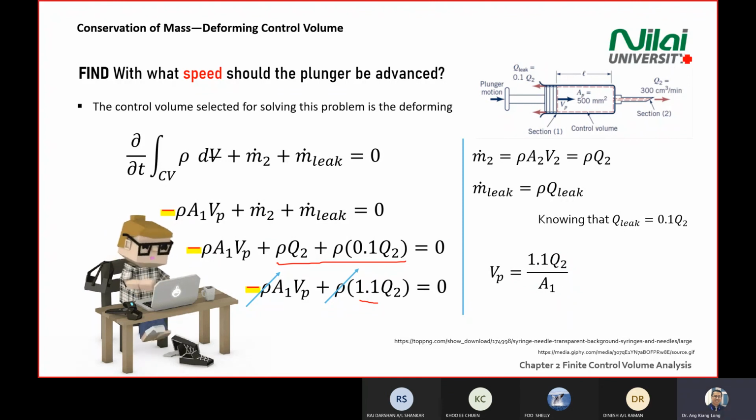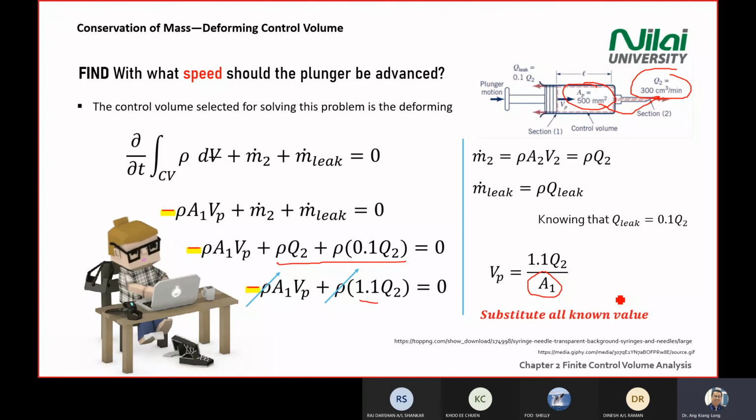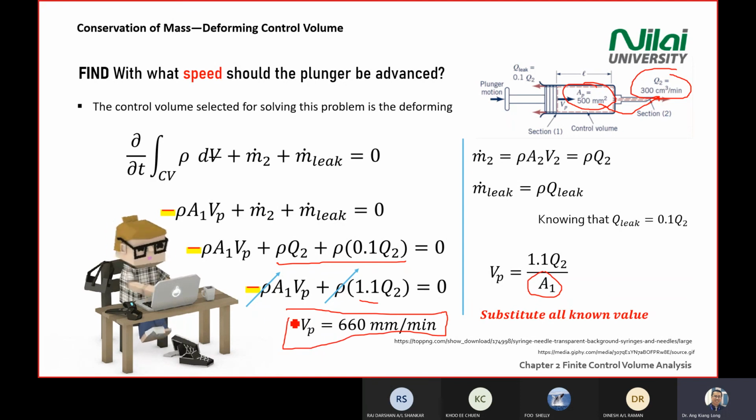Q2 is given, which is 300 cm cubed per minute. A1 is given, however, be careful with the unit. A is in mm squared, Q is in cm cubed. You need to change mm to cm so that you can cancel. Of course, in the test or exam, you will be given clearer instructions on what unit to put your answer in. This is a tutorial question, so it is more open-ended. You substitute all the values, and for your revision, the answer for your check will be 660 mm per minute.